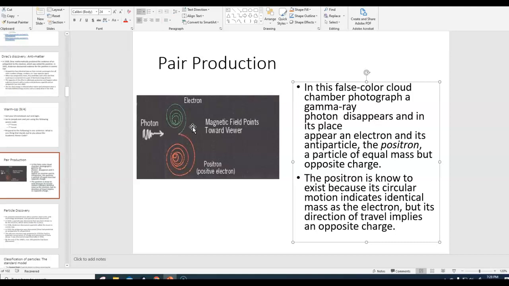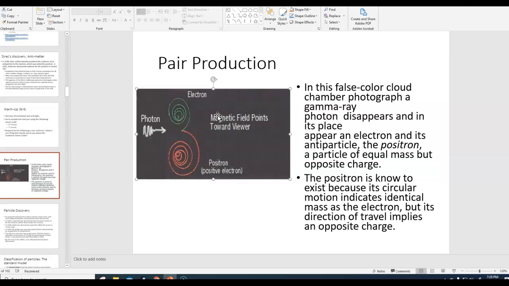Basically, at one point, somebody sat down to do an experiment and looked in the cloud chamber, and they saw these two circular tracks. I should say that the reason the tracks are circles is because there's a magnetic field around the box. We'll talk about this later this year, but when you put a charged particle in a magnetic field, it makes it spin in a circle.